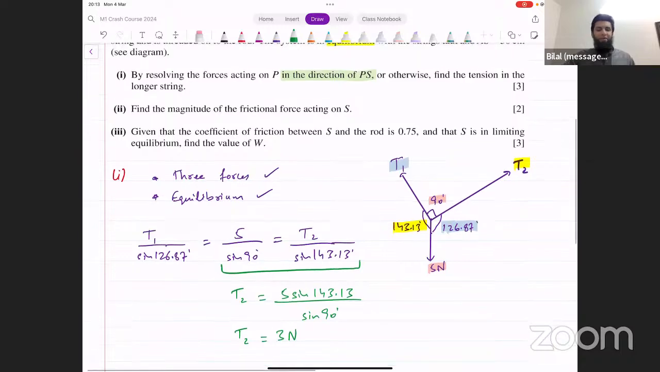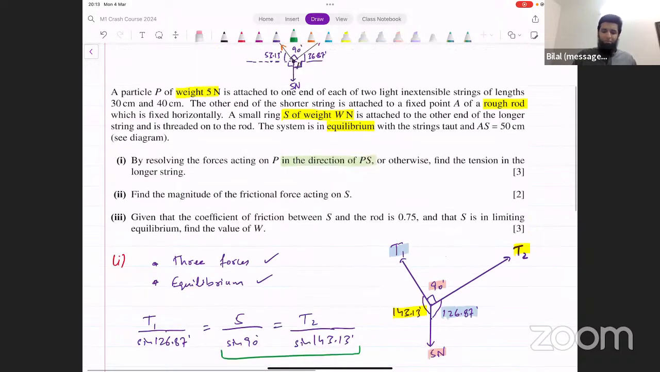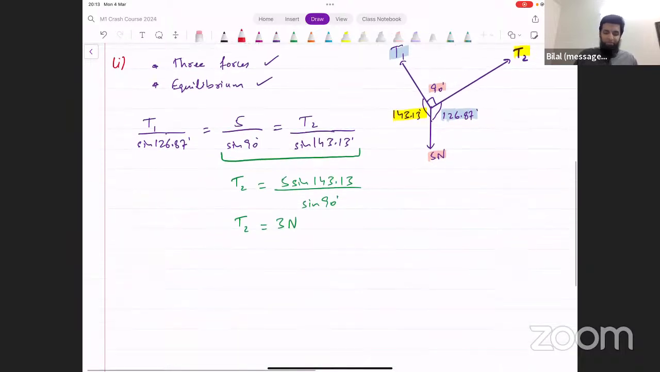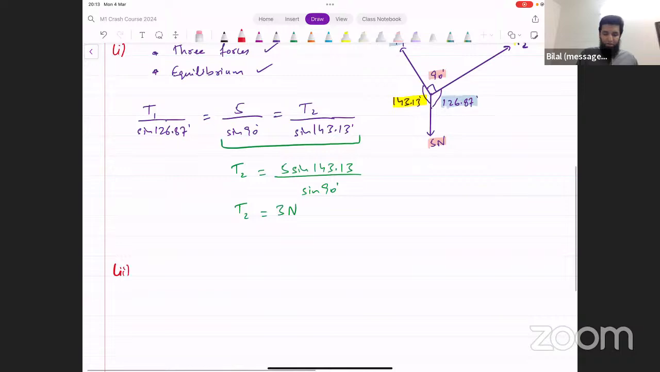Okay, so you might find this easier than resolving forces in this direction, and that's perfectly okay. They have given us this option. Otherwise, that means you could use another method as well. You don't necessarily have to do what they're suggesting. So you could use Lami's theorem here as well. Okay, good. Let's look at part 2 now.